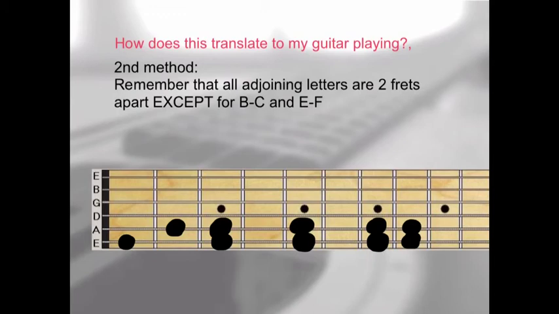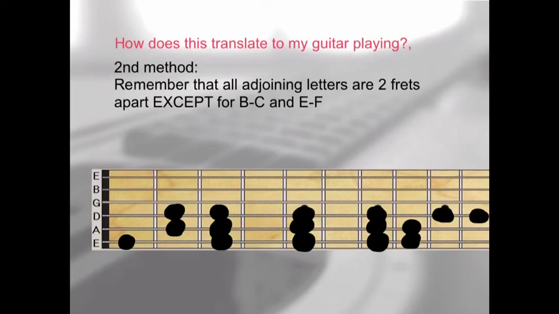On our D string, from D to E, that's 2 frets. E to F is 1 fret. F to G is 2 frets. G to A is 2 frets. A to B is 2 frets. And B to C is 1 fret.